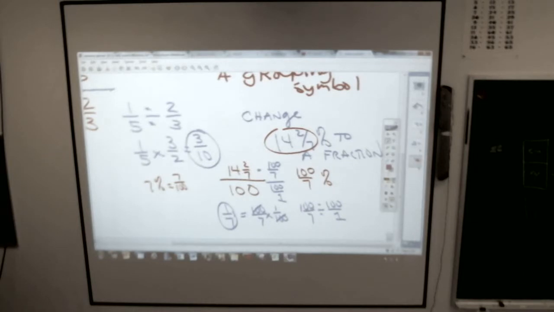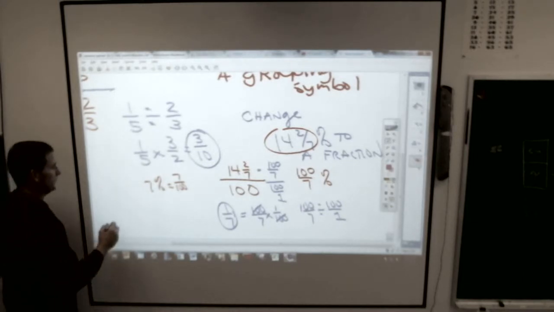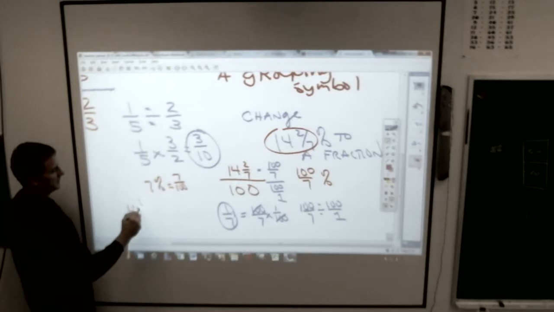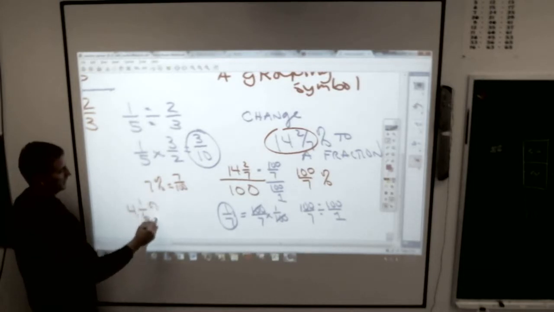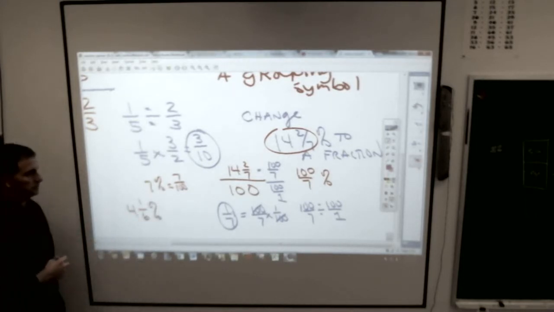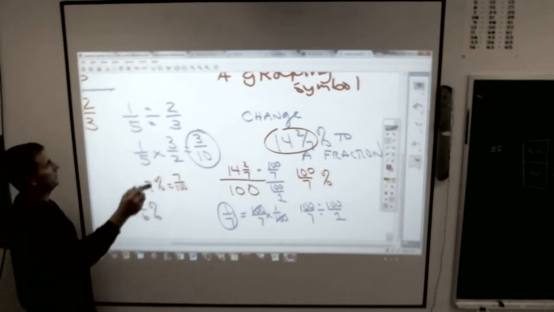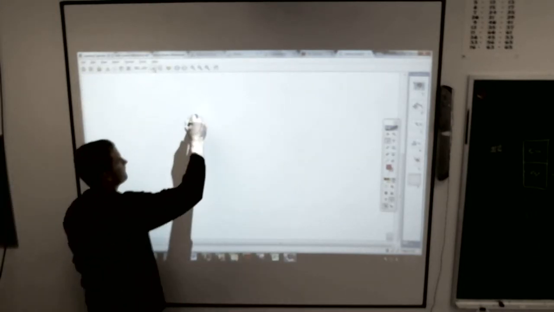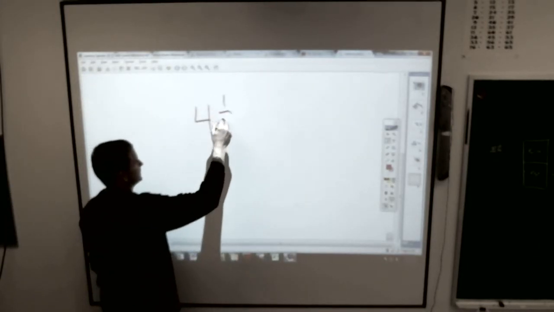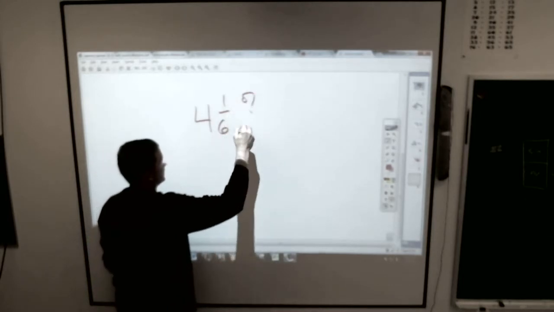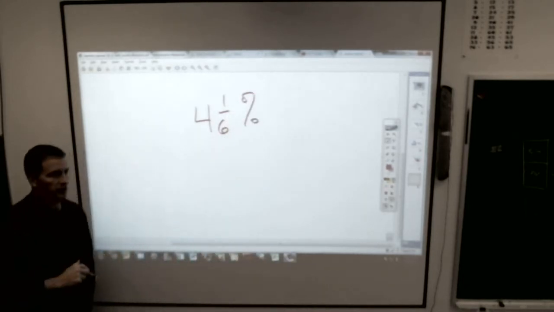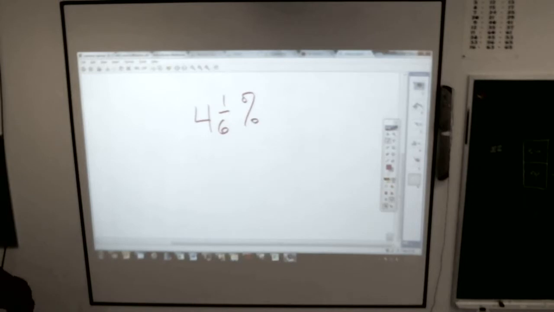You want to try it? Here, 4 1/6%. You figure out what 4 1/6% is as a fraction. 4 1/6%. Maybe I'll just do it right here. And you can kind of speed the process along. I walk you through in baby steps because it's sometimes easier. 4 1/6 as a fraction.